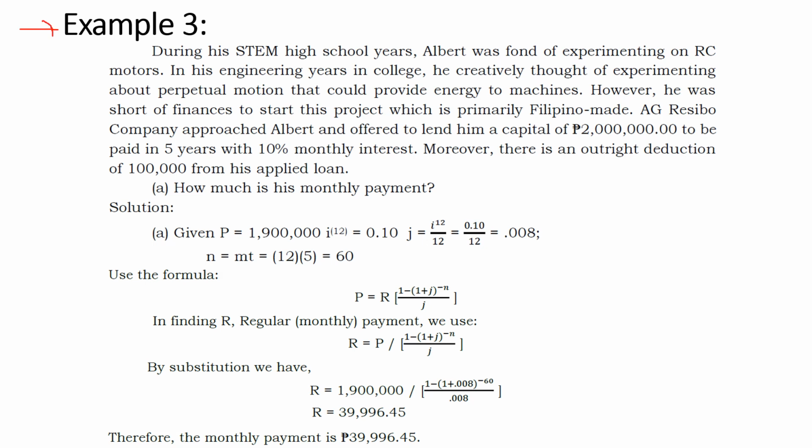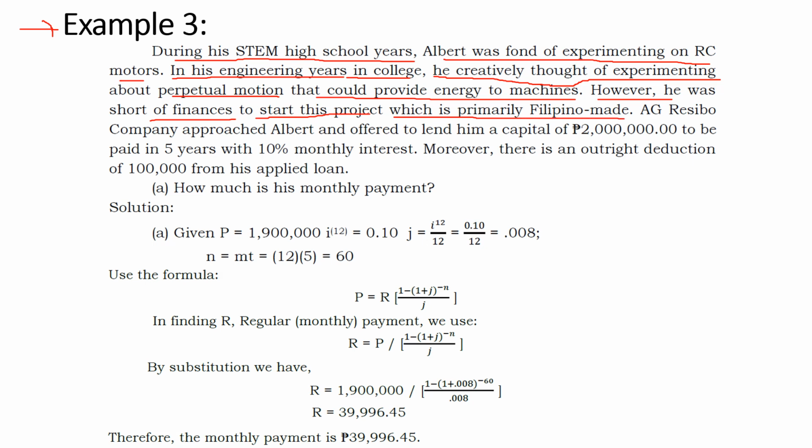So for example number 3, during his STEM high school years, Albert was fond of experimenting on RC motors. In his engineering years in college, he creatively thought of experimenting about perpetual motion that could provide energy to machines. However, he was short of finances to start his project, which is primarily Filipino-made.